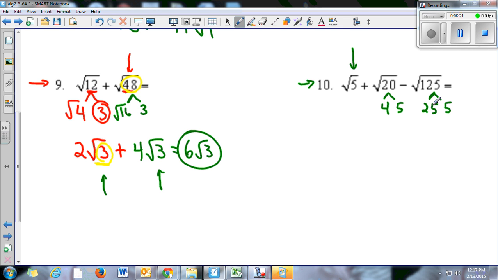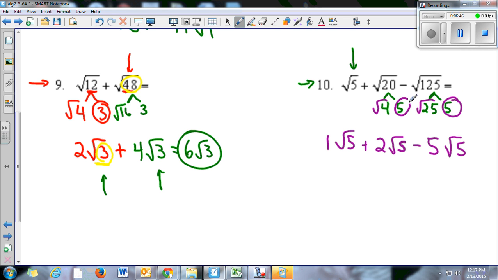Well, again, I can take the square root of 4. That's 2. I cannot take the square root of 5 evenly. Put a 1 out there in front if I need it. Minus, I can take the square root of 25 and get 5. And again, since I cannot take the square root of those, they go back underneath the radical symbol.